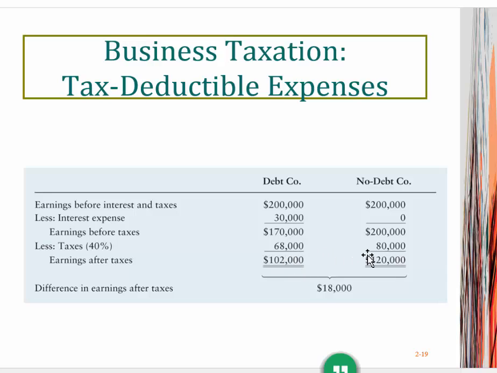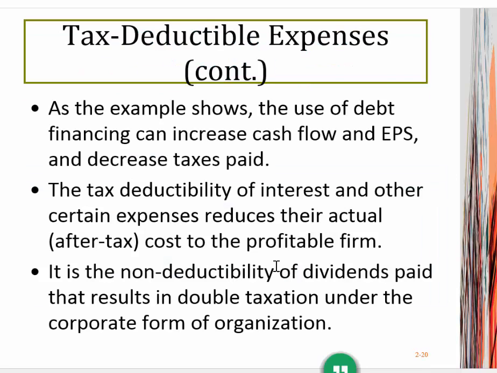What's the difference? 80,000 minus 68,000 is $12,000, right? But we have interest of 30,000. So we spent 30,000 in interest, and we reduced taxes by 12,000. There's still some impact of interest, but we actually have a $12,000 tax savings because of the deductibility of interest.